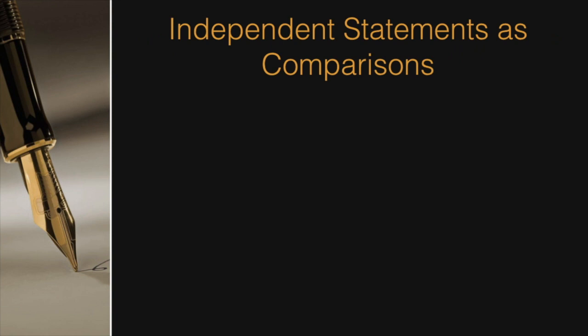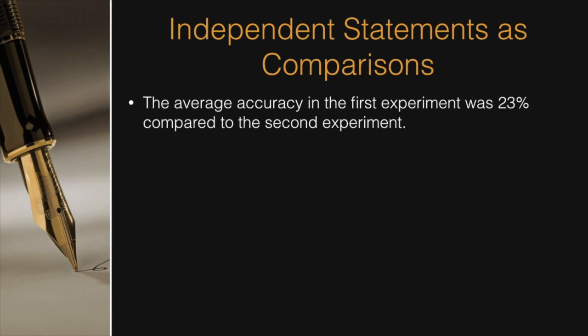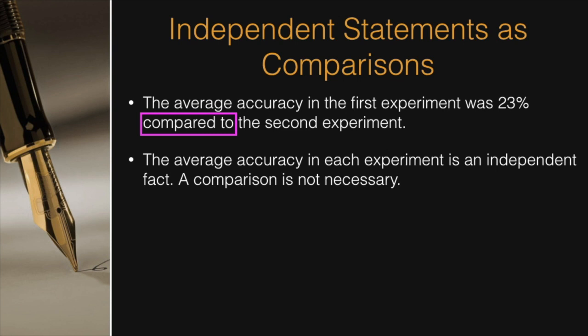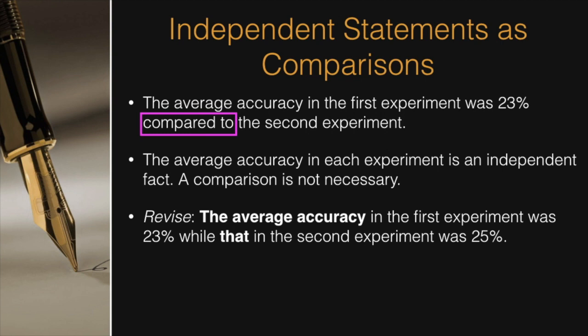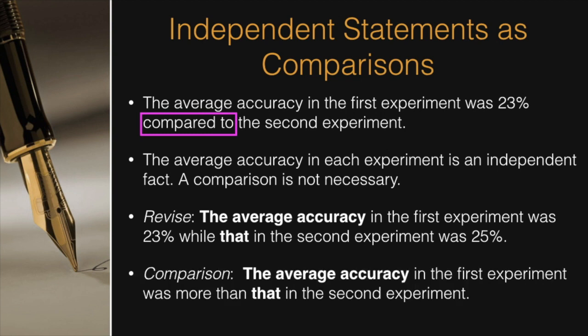Sometimes we present two independent statements as a comparison when we really do not need it. For example, the average accuracy in the first experiment was 23% compared to the second experiment. Note the average accuracy in the first experiment can be stated independently. It is not necessary to compare it with another accuracy, but the use of compared to is causing this problem. So we can revise as, the average accuracy in the first experiment was 23%, while that in the second experiment was 25%. But if we must compare, then we can state like this. The average accuracy in the first experiment was more than that in the second experiment.